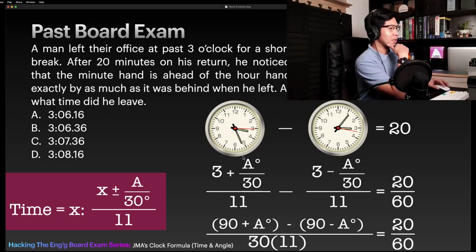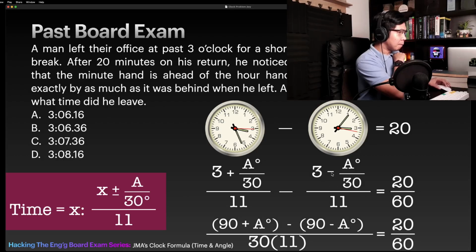Ito ngayon yon. So, this time, kung kailan siya bumalik, this is 3 plus yung angle divided by 30 over 11, plus ang gagamitin kasi nakalampas na yung minute hand, minus yung time na umalis siya. So, 3 minus, bakit minus? Yung time na umalis siya sa office is yung minute hand is hindi pa nakakalampas sa hour hand. So, A divided by 30 over 11. And ang pagitan is 20 minutes.